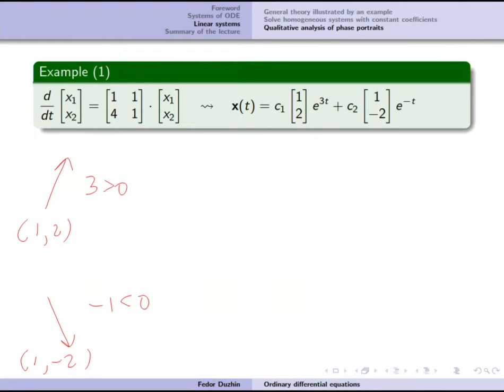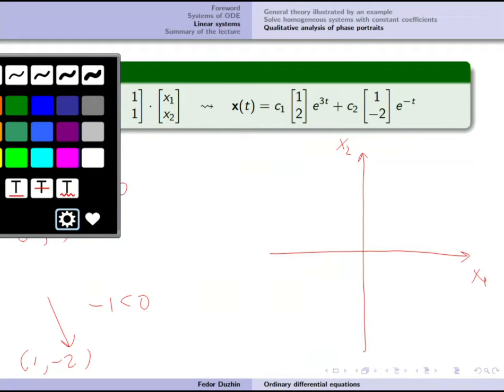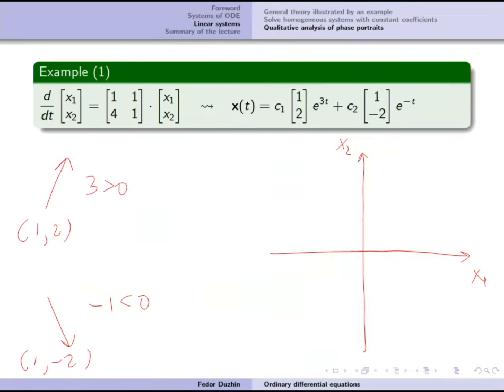So now, why did I do this? Suppose that I want to plot the sketch, the face portrait, on the plane x1, x2. Let me begin with sketching the eigenvectors. So 1, 2 is this vector, and 1, minus 2 is this vector.